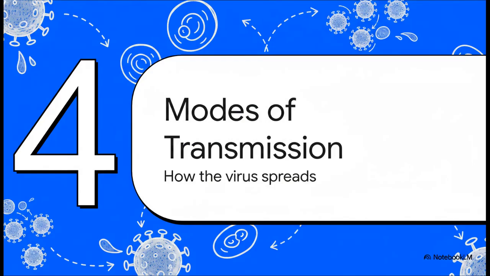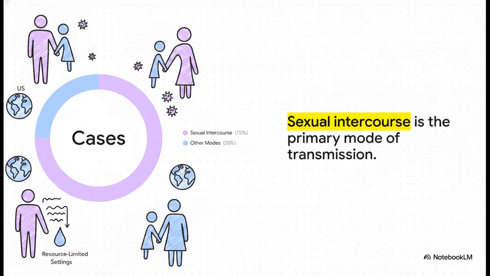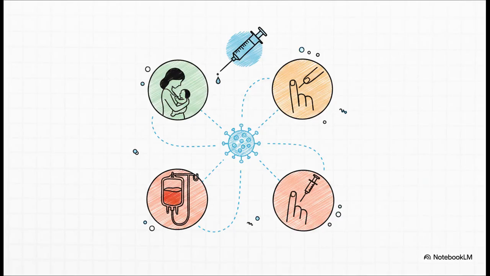All right, Section 4, Modes of Transmission. Let's look outward at the population level to see how this virus actually moves from person to person. Looking at the global data, sexual intercourse is far and away the primary mode of transmission, driving over 75% of all cases. Now, the demographics shift depending on where you look. In the US, male-to-male transmission is currently the most common route, while globally, especially in resource-limited areas, male-to-female transmission is the dominant mode. And yes, female-to-male transmission absolutely occurs too, since the virus is present in both vaginal and cervical fluids.